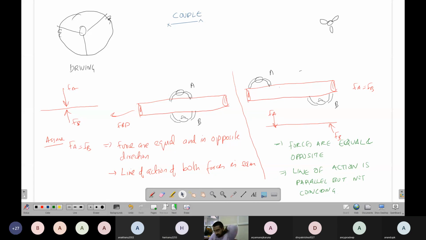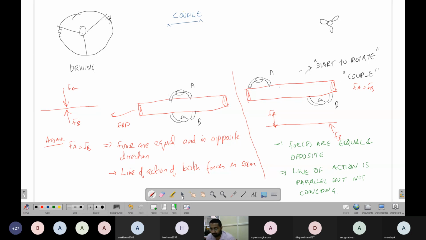Okay. So this is what is known as a couple. A couple is basically two equal forces acting in opposite directions, separated by a distance. Right? So what will happen? This will start rotating. And this is what is necessary.